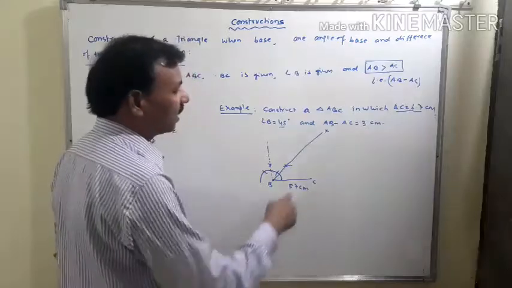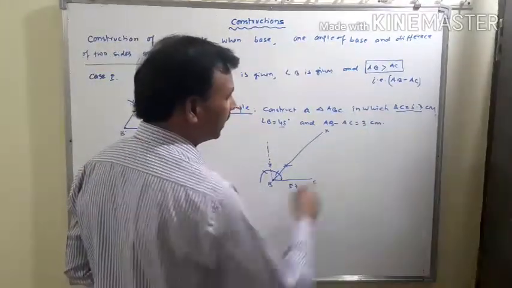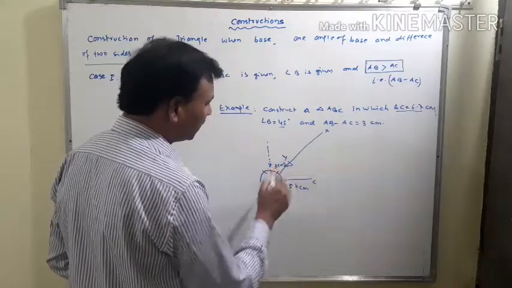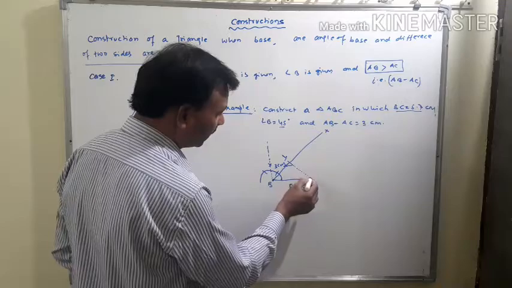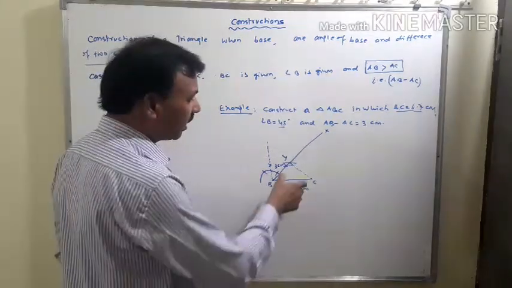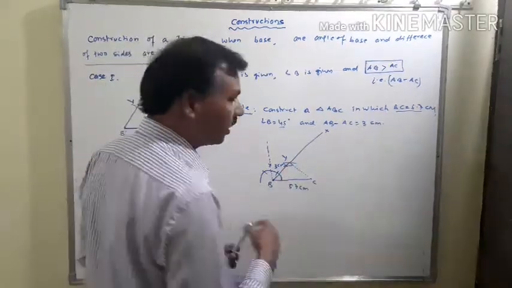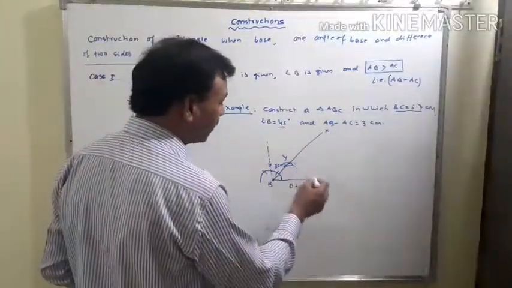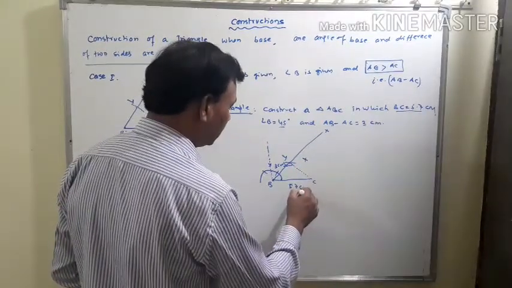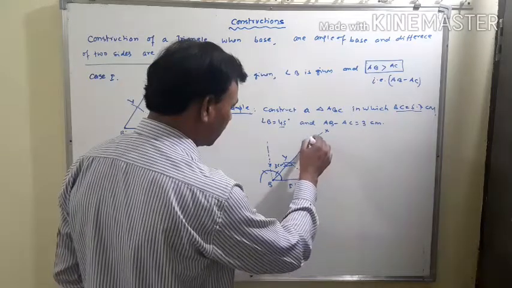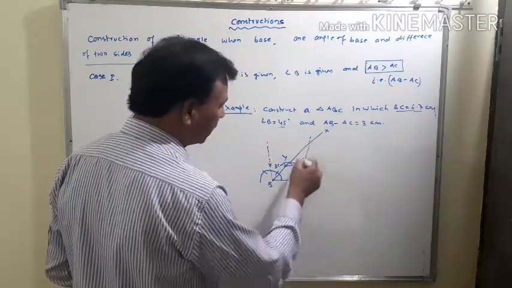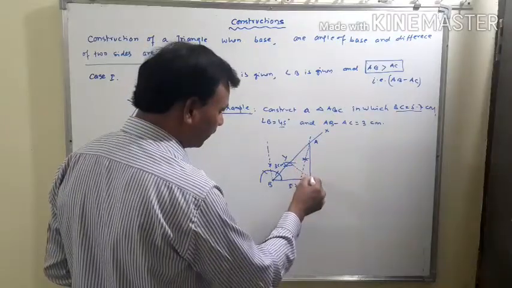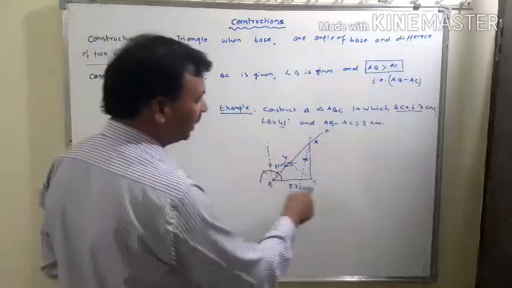From BX, cut an arc equal to 3 centimeters from B. Suppose this is BY, which is 3 centimeters, and join Y to C. Again draw the perpendicular bisector of YC, which was discussed in the previous videos, and join the two intersection points of the arcs. This perpendicular bisector intersects BX at point A. Join A to C. This is the required triangle ABC.